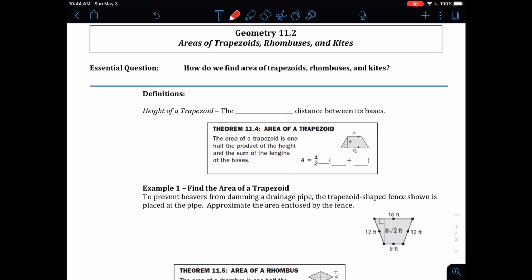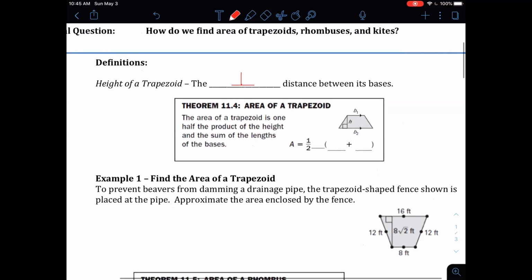The height of a trapezoid is going to be the perpendicular distance between its bases. And the area of a trapezoid, the formula is the area equals 1/2 the height, times, in parentheses, base 1 plus base 2. Now remember, this is an exponent. When it's in superscript, it's an exponent. When it's down in the lower right like this, it's just a label, so it's not an exponent. Don't confuse that. This is basically just labeling base 1.